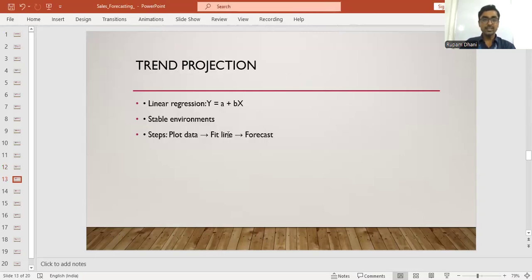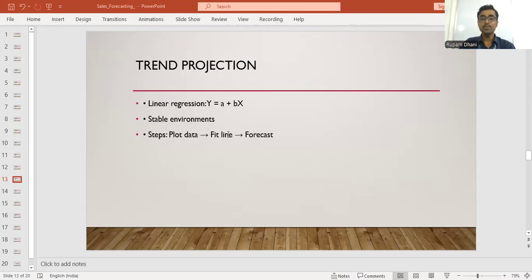Okay, the next part is trend projection. Trend projection is also somewhat technical. Trend projection typically uses linear regression to forecast sales, assuming a relatively stable environment.